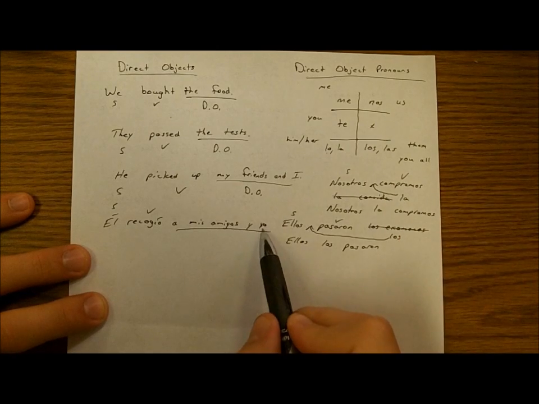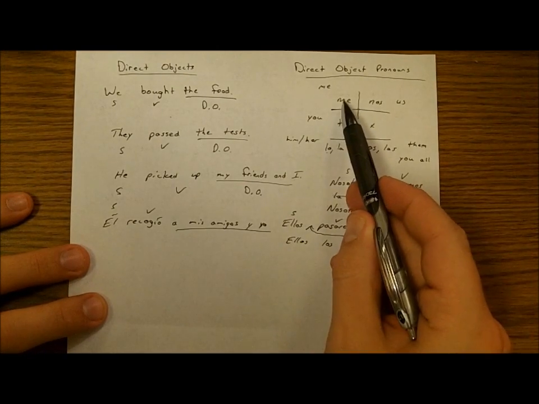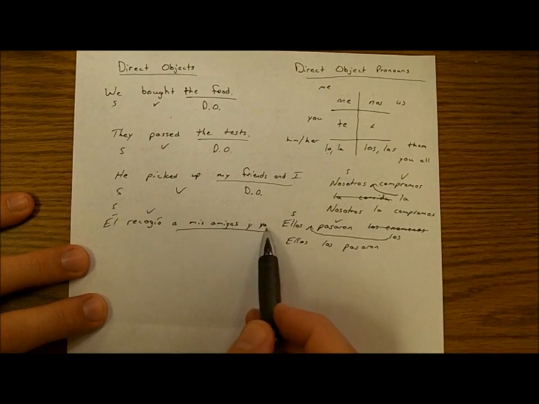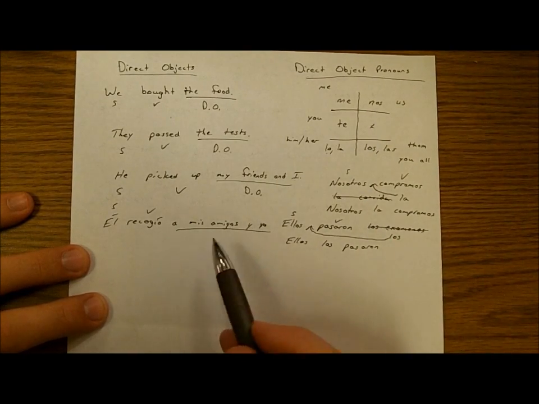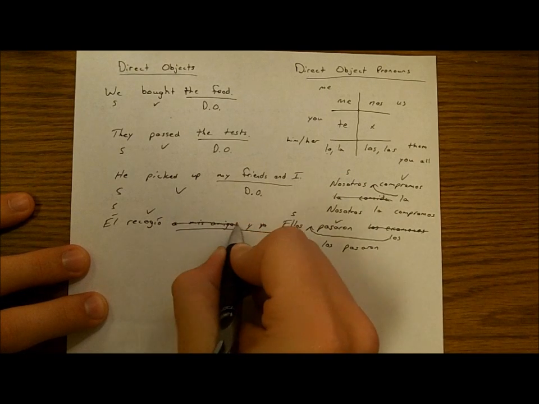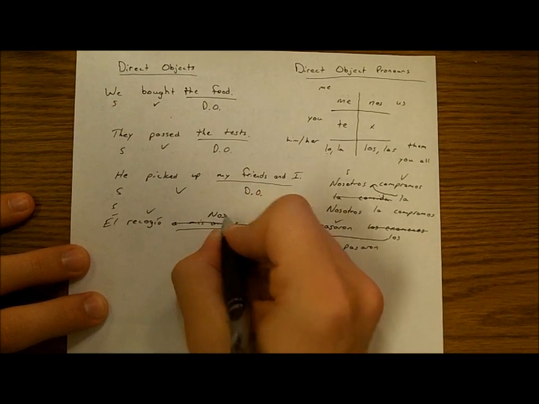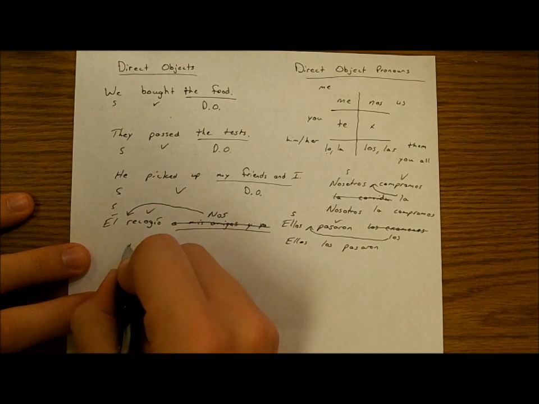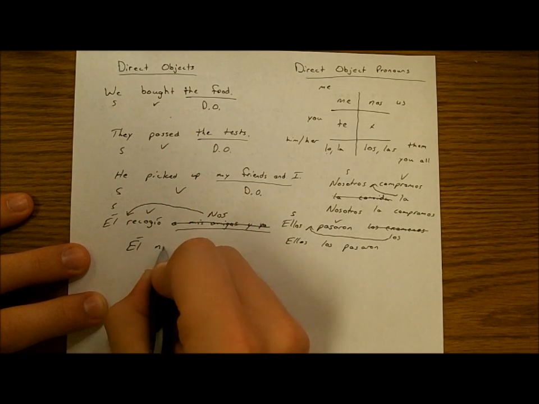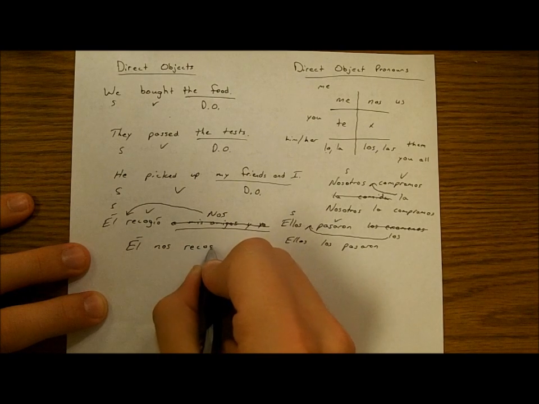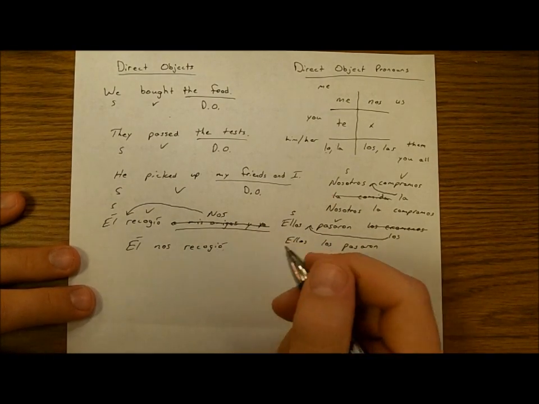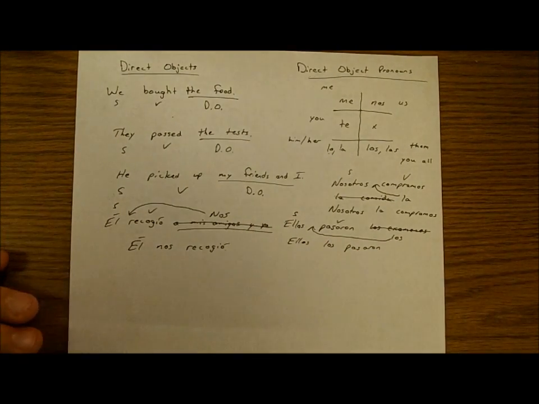nos. Because remember, the first person is with either yourself or you're including yourself in the group. Mis amigos y yo. Yo being I. You're included in the group. Therefore, let's cross this off and put nos. So we put it back over here in front of the verb. Él nos recogió. He picked us up. That is how you use direct object pronouns.